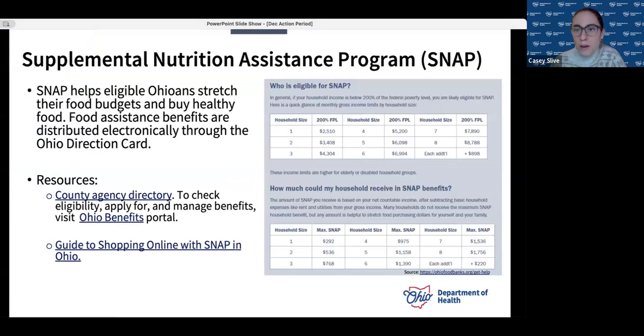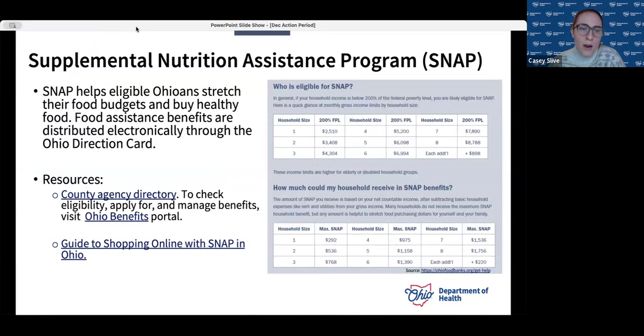Again, you all may be aware of many of these resources, but there may be information you're not aware of. So we'll provide an overview of the major food access resources that are generally available across the state of Ohio. Of course, there are more in addition to these, but hopefully this will be a useful overview. I'm sure you all are aware of SNAP, the Supplemental Nutrition Assistance Program, whose food benefits are distributed electronically through the Ohio Direction Card.